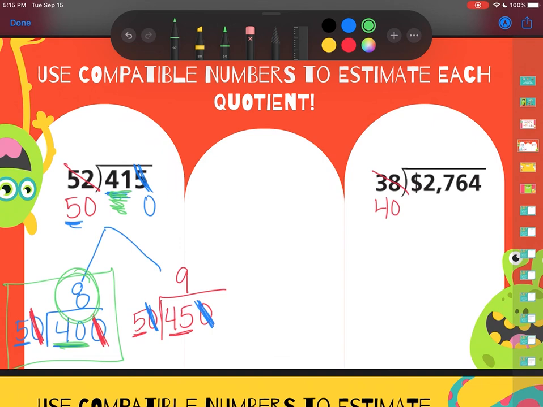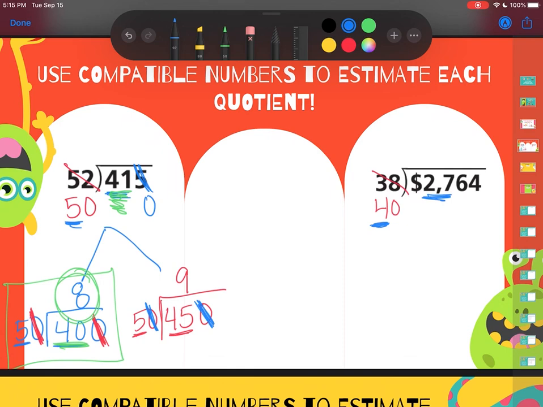Now, let's try $2,764 divided by 40 when we rounded it, right? That 38 rounded to 40. So 4 is what I'm paying attention to for my compatible numbers, right? We don't all know the multiples of 40. So I'm paying attention to that 4. Well, 4 can't go into 2, but it can go into 27. So 27 is going to be what I'm going to base my compatible numbers around.